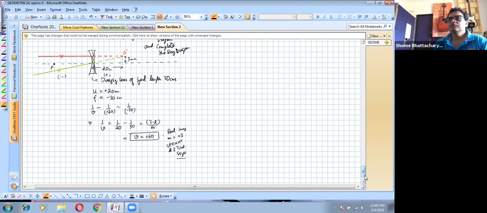So this is that case where virtual object is giving you a real image. Because see, the fact that V is positive means that the image is on the right hand side, okay, which means that the rays are actually converging to that point. So it cannot be a virtual image. Now let's understand why it cannot be a virtual image. Proper extension of the ray diagram.